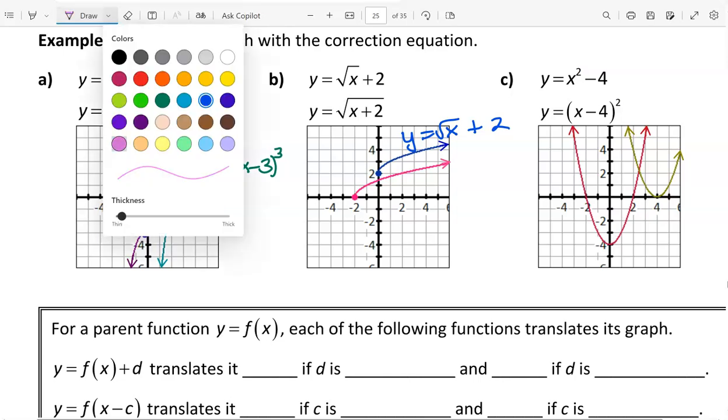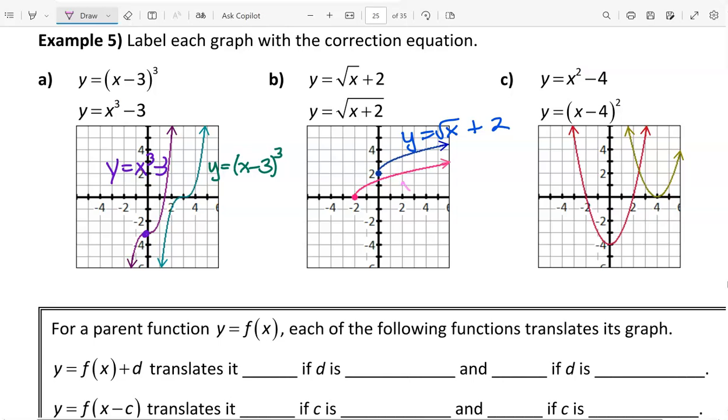And then for the pink graph, that's got to be y is equal to the square root of x plus 2, because the plus 2 is on the inside of the square root, which means it's going to affect the input variable, which is the x variable, so we're translating left 2.